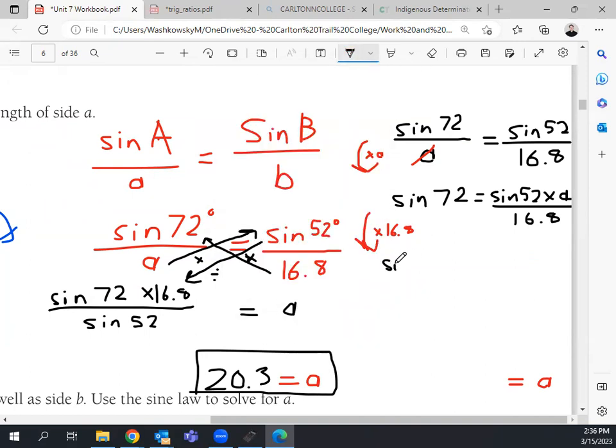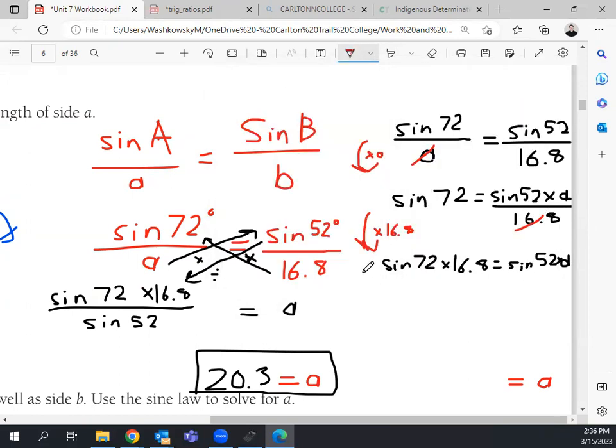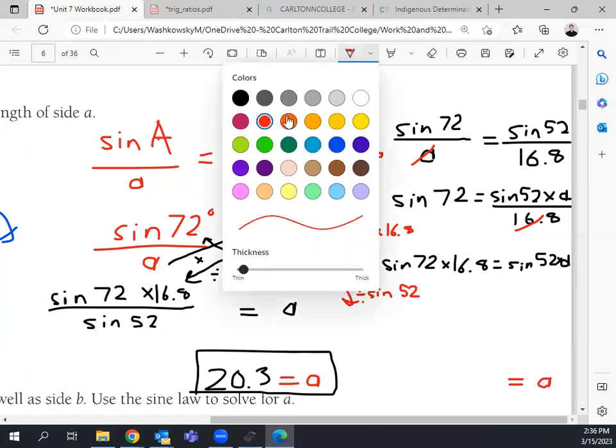And all of a sudden I'll be left with sine of 72 times 16.8. The little letters go at the bottom. I'll get there in a second. I don't want to jump all over the place. Same thing I got pressed up. And then I need to divide by sine of 52. So both of these show the exact same thing happening.